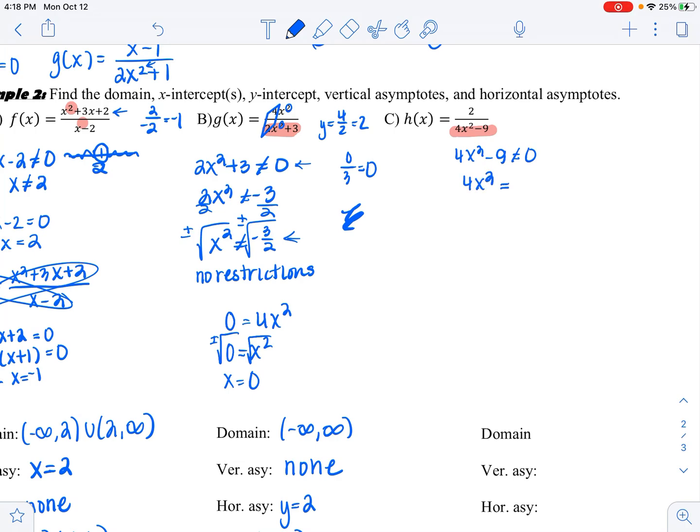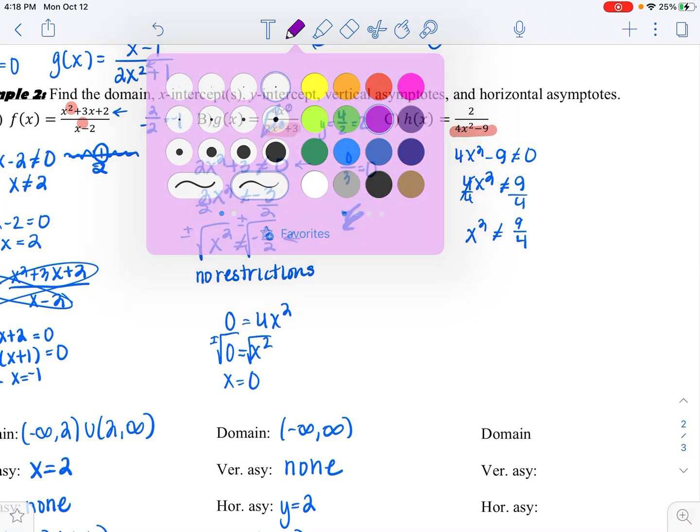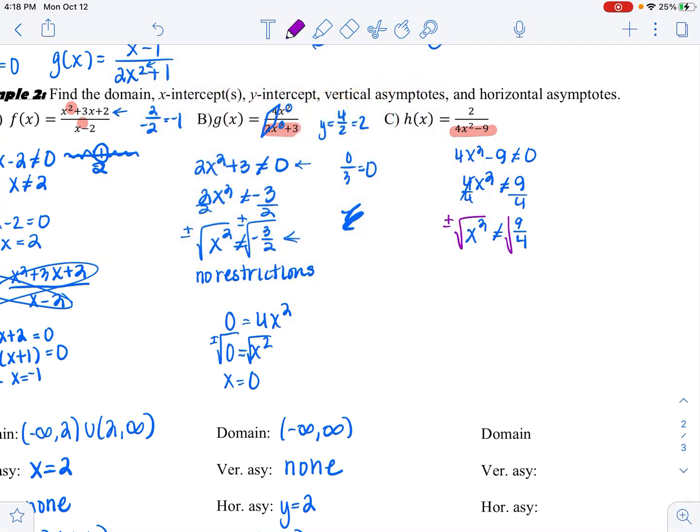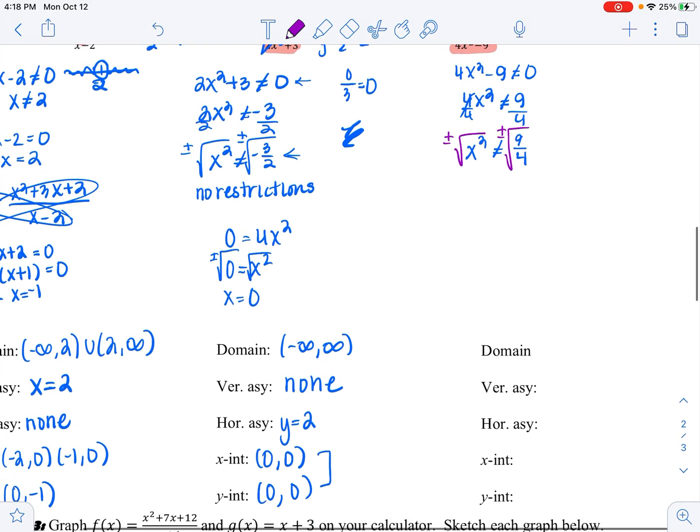So I'm going to do 4x squared cannot be 9 because I added 9 to both sides. Divide both sides by 4. X squared cannot be 9 over 4. And then now, remember, square root to solve. So I'm going to do square root plus or minus. Notice I'm taking the square root of a positive number this time, so there are going to be restrictions in my domain. I'm going to have x cannot be positive or negative. And then remember, to square root a fraction, you square root the numerator, you square root the denominator. So square root of 9 is 3, square root of 4 is 2. So x cannot be positive 3/2 or negative 3/2.